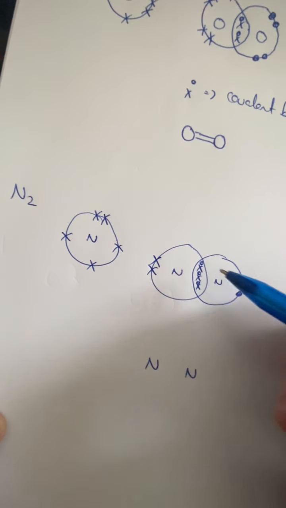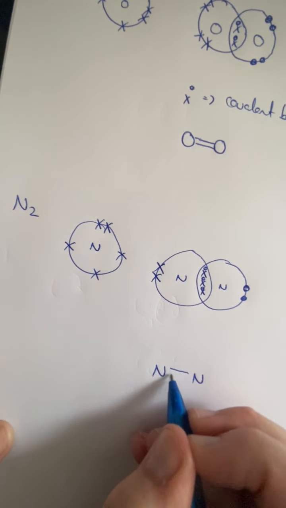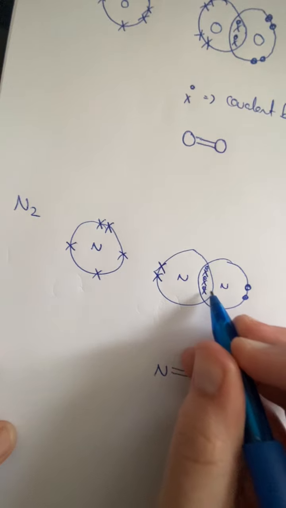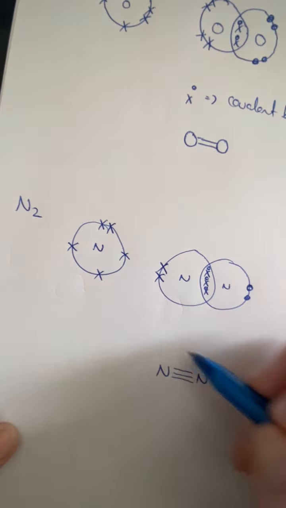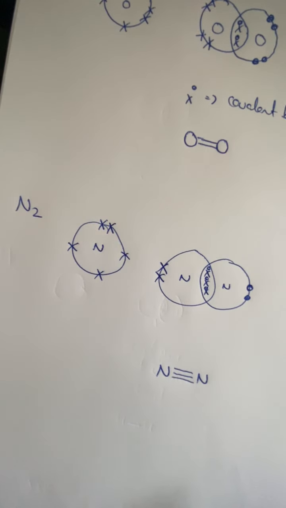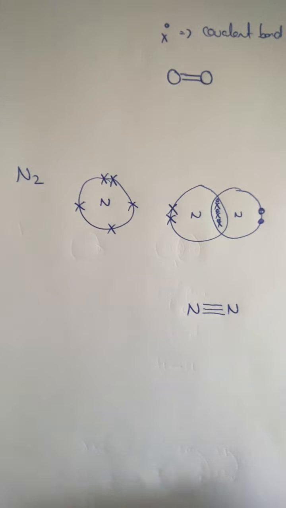Because you've got a dot and a cross, you've got 1 bond. You've got a second dot and a cross, 2 bonds, and a third dot and a cross, you've got 3 bonds. So that there means you've got a triple bond. Okay, so hopefully that helps. And I'll show you some examples of compounds as well.